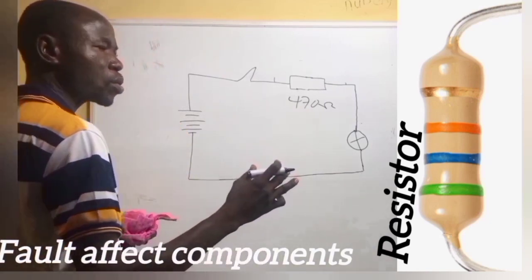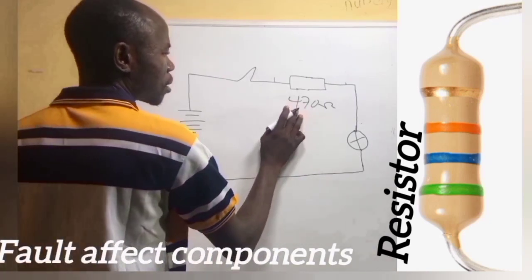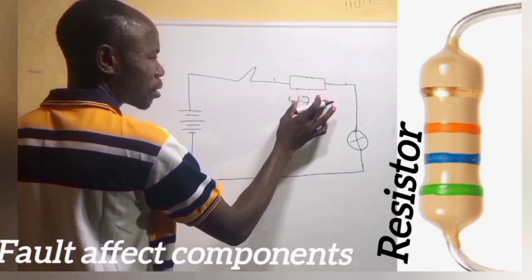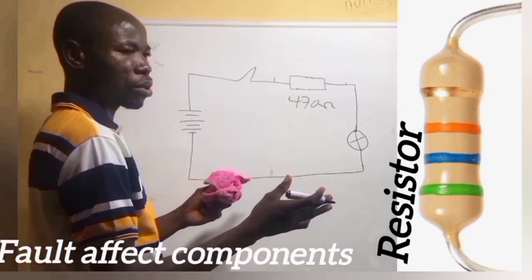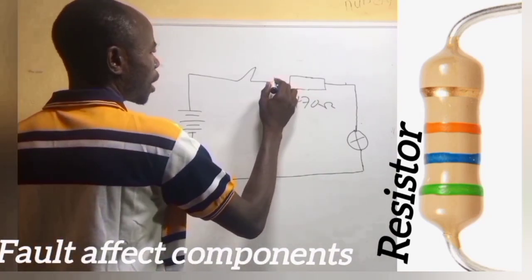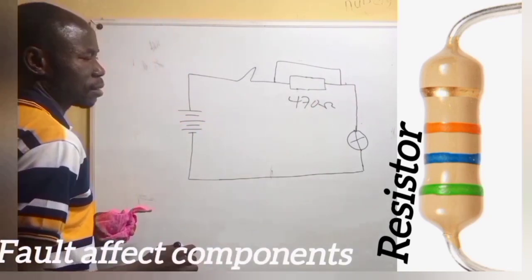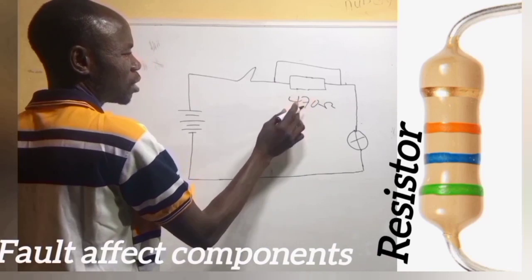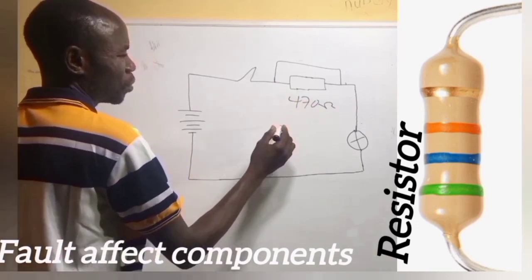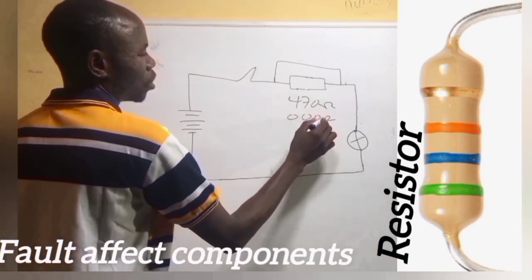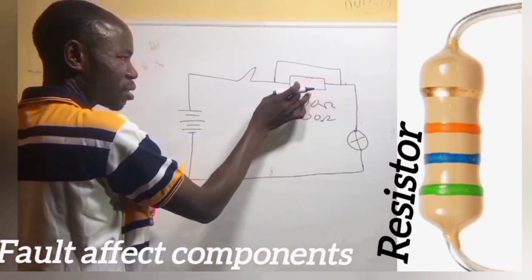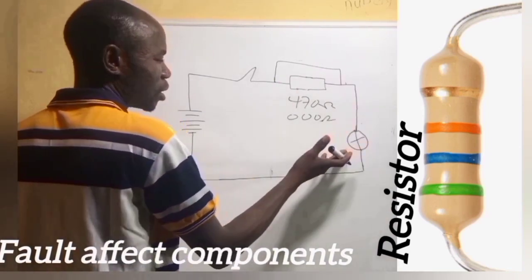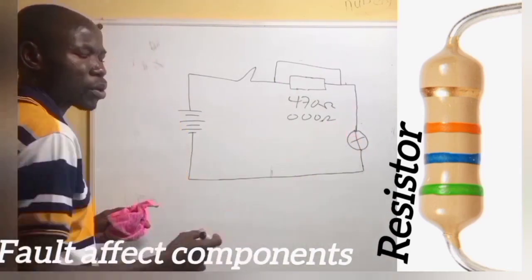Okay, it can also be a short circuit. This is the 470 ohms. The fault that affects a resistor can also be a short circuit. It can be like this. So instead of the resistor giving you 470 ohms, it will rather give you 0 ohms. It means that the resistor is faulty and it is a short circuit. It will allow higher current to get to the bulb or to the load, and it will spoil it.